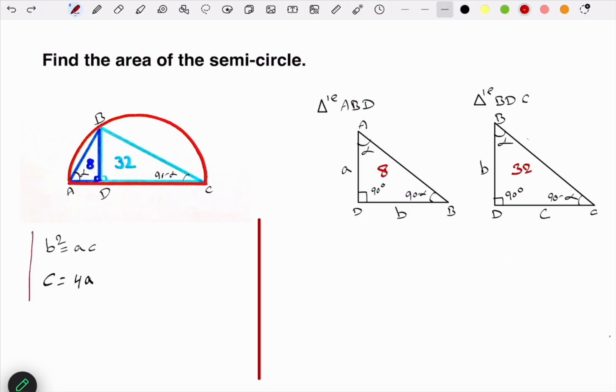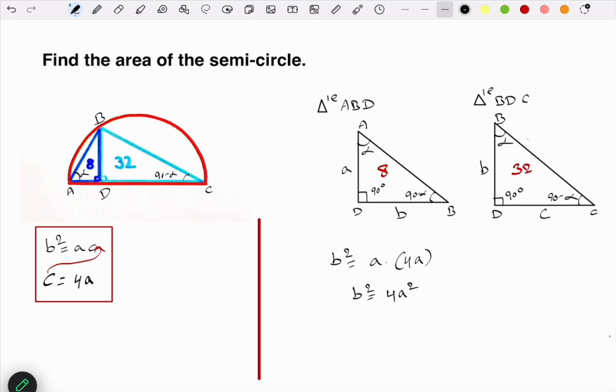From both our findings, B square is equal to AC and C is equal to 4A. Let's substitute the value of C is equal to 4A in B square is equal to AC. B square is equal to 4 times A square, right? If you apply square root on both the sides, B is equal to 2A, and this is our third finding. Let's write it aside. B is equal to 2A.